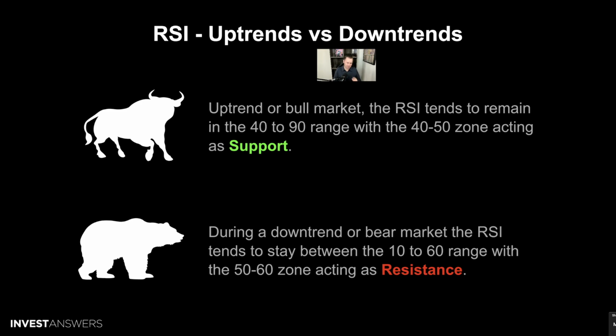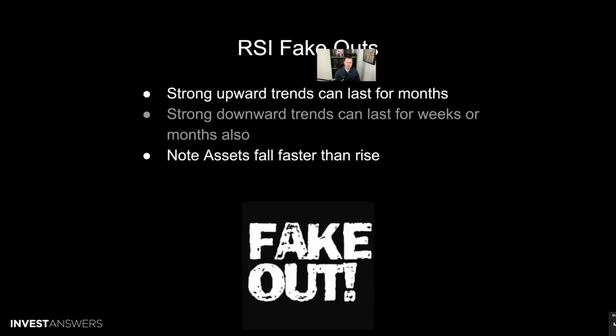And you've got to know which market you're in. And that's why it's very important. We'll draw some trend lines as well in a little bit. The other thing that I want to mention as well is it's very important to be aware of what I call fake outs. So a fake out is when it appears that something is about to break a trend, but it doesn't. Okay, so strong uptrends can last for months.